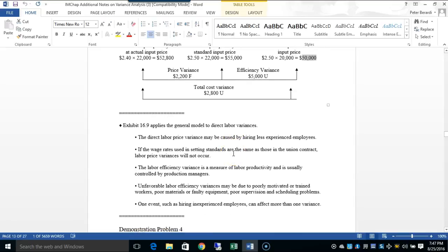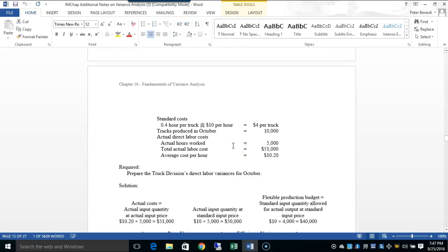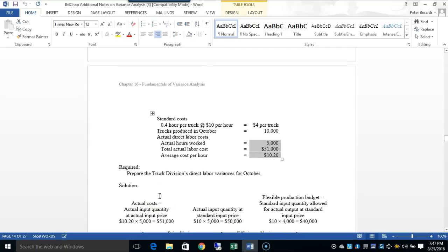Now we could do the same for direct labor. In our problem, we're given some direct labor data here. Actual hours worked were 5,000. Total actual labor cost is 51,000. Average cost per hour is $10.20. Essentially, you have the whole left side of your equation right there: $10.20 times 5,000 actual hours worked equals actual cost of 51,000 in direct labor.